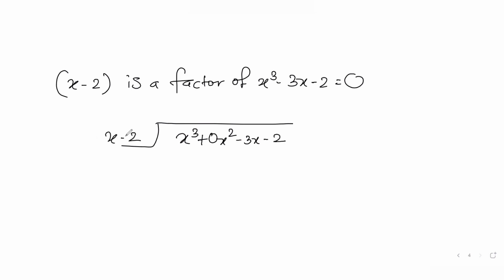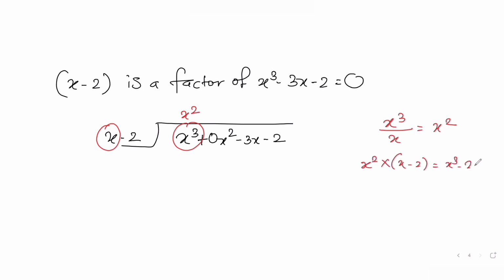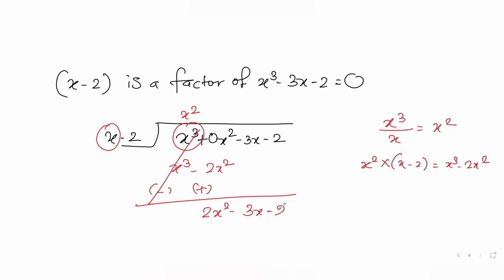Here you have x minus 2. If I divide the first parts of x cube upon x, that is x square. So I write that as x square multiplied with x minus 2, you get that as x cube minus 2x square. This is subtracted, this is added now. Signs change. So this gets cancelled. You get 2x square minus 3x minus 2.